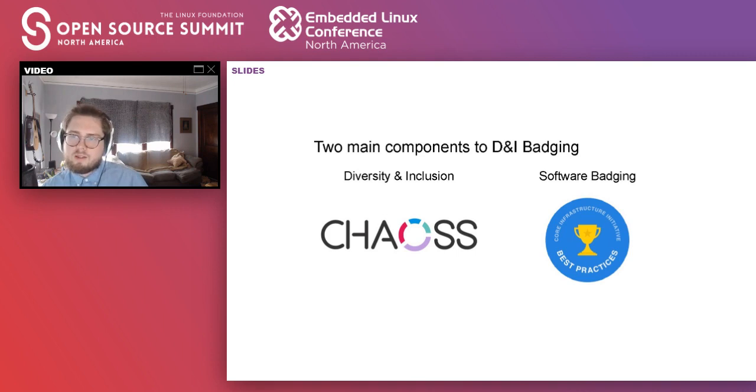The software badging section of the D&I badging is because we had a lot of inspiration from groups like the Journal of Open Source Software or the Core Infrastructure Initiative Best Practices Program, which is also a badging program. And these were very helpful in getting us off the ground. Their documentation was very stellar. So let's talk about how we did get it off the ground.